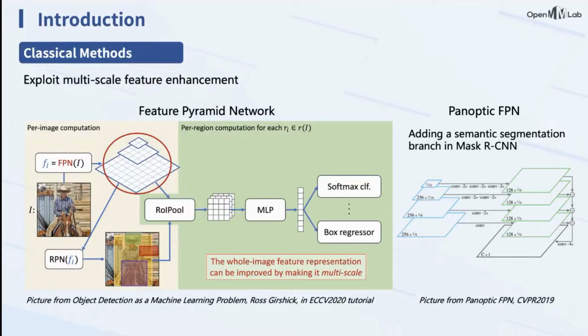Also, the whole image feature representation can be further improved by multi-scale, because we know that there are many small objects in the scene. So we could use multi-scale features and go through the region proposals at each scale of features, so that we could recall more small objects. Such a paradigm, named feature pyramid network, is also adopted in panoptic segmentation. In Panoptic FPN, it adds a semantic segmentation branch based on the Mask R-CNN framework, which further extends the FPN for panoptic segmentation.